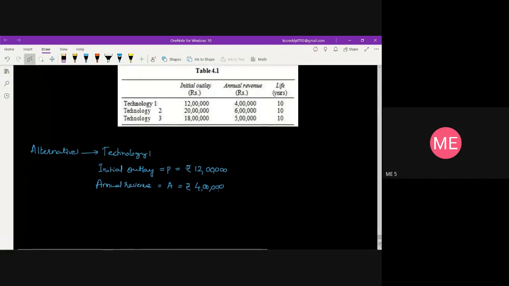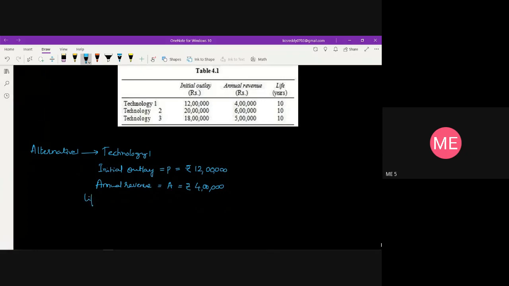The next data given is the time period, or life, of technology 1, which is n equal to 10 years. And he has also given the rate of interest. The rate of interest is given as 20%, that is i equal to 20% compounded annually. So this is the data he has given.